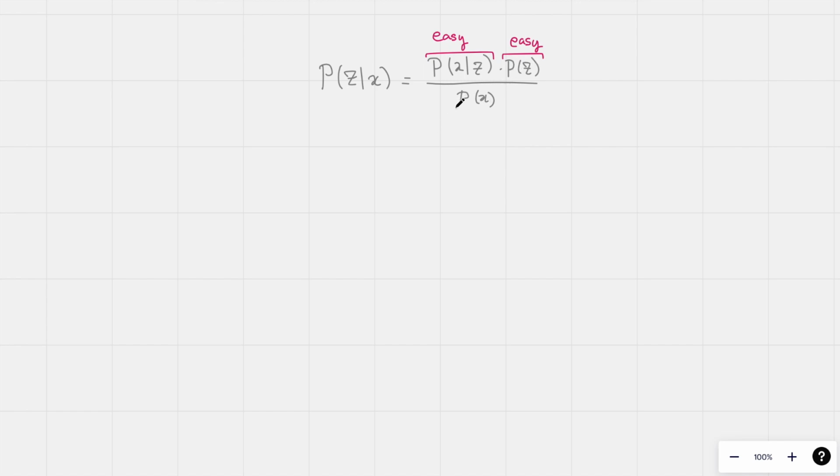And of course, the denominator here, p of x, is the hard term. So this one here depends on the top two terms and usually involves hard computations that have either a very large sum or an integral. And this is the term that makes it very difficult to know the probability of z given x. So that would be really nice if we had a computational approach that would allow us to know something about that distribution here on the left that would not involve the computation of the denominator.